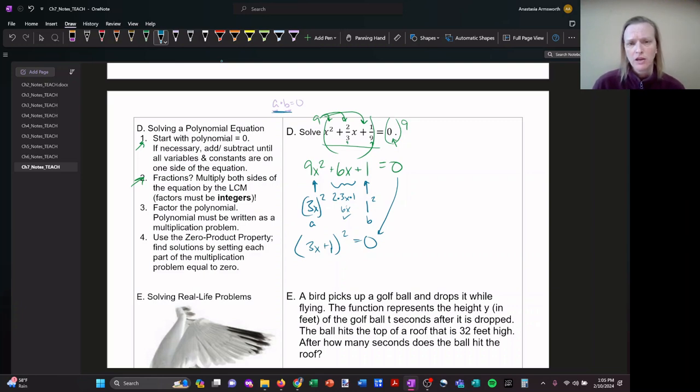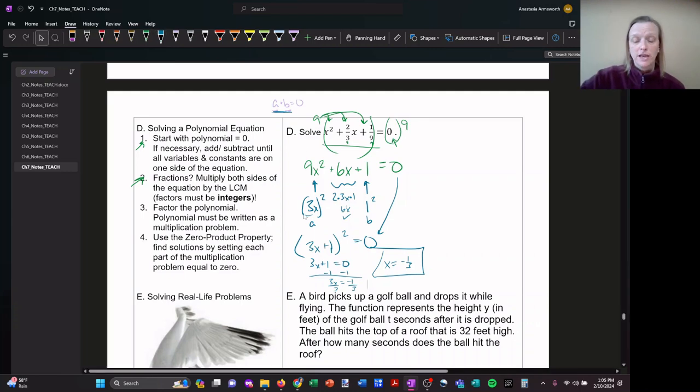But here I actually have the same thing twice. It's 3x plus 1 times 3x plus 1. I only need to solve that once. So I'm going to say 3x plus 1 must be equal to 0. And so I solve for x by subtracting 1 from both sides. And then I need to divide both sides of the equation by 3. And I'm left with x equals negative 1/3. And that's my solution.